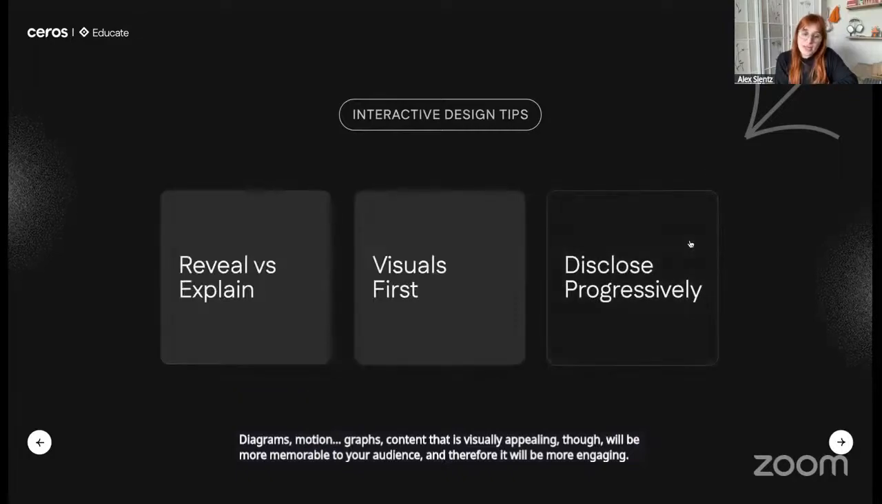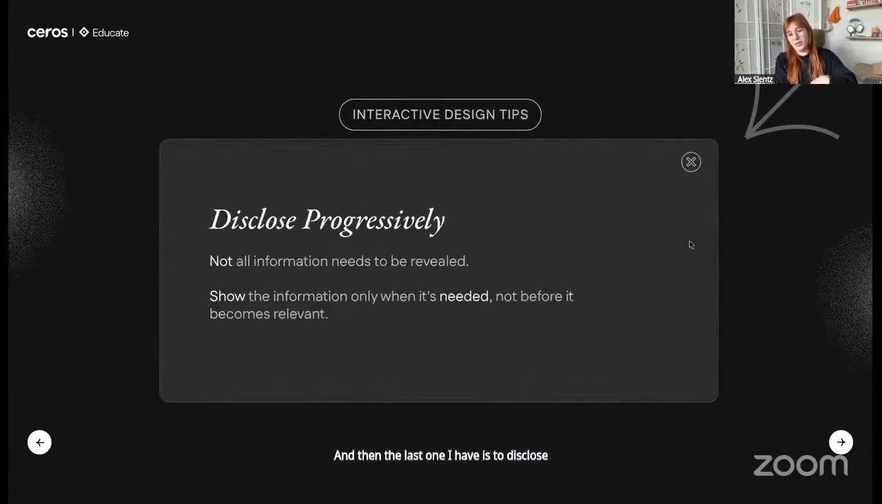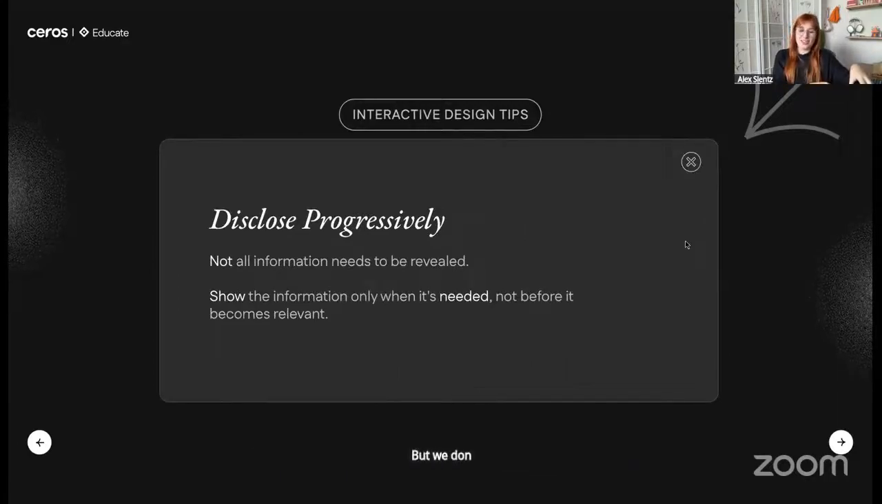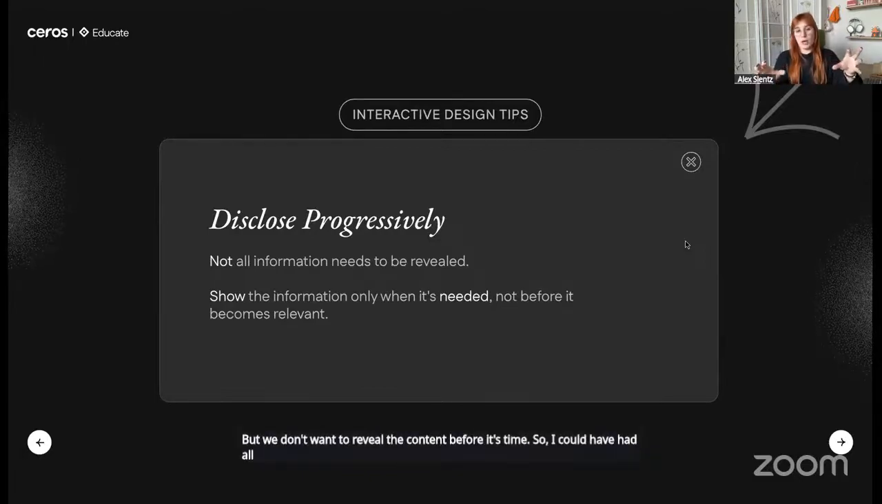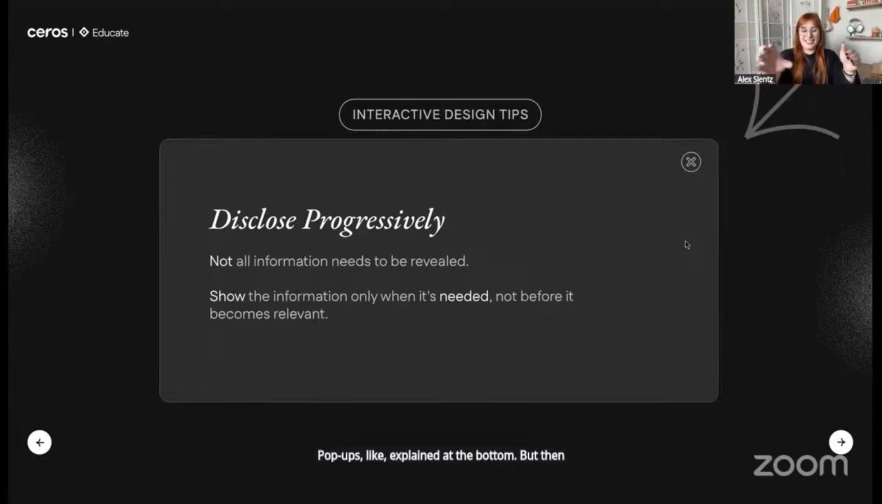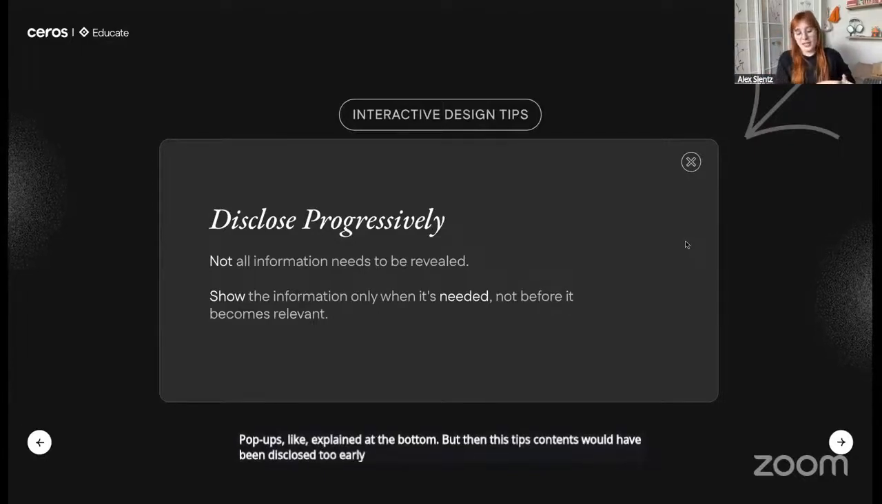And then the last one I have is to disclose progressively. This sort of ties into the first tip, but we don't want to reveal the content before it's time. So I could have had all of these pop-ups explained at the bottom, but then this tip's contents would have been disclosed too early. So you want to make sure that your content and interactions are in line with the proper timing that you have in mind.